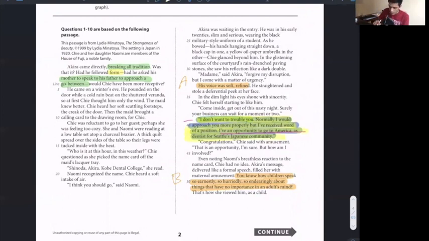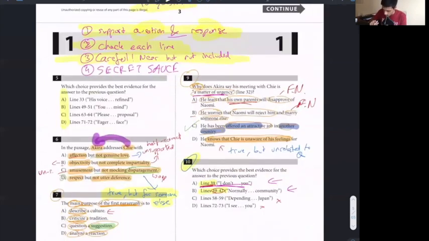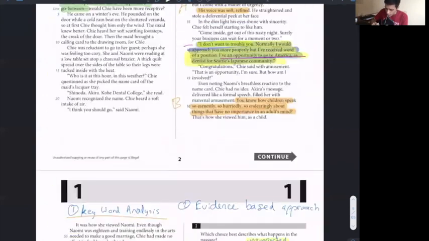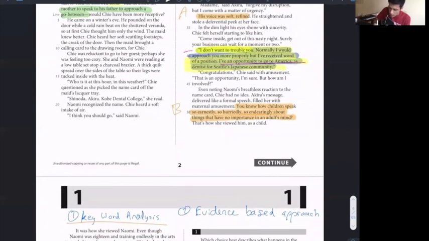For that question, what is it asking us? Why does Akira say it's a matter of urgency? That's what they're asking us. Then only line 39, "I don't want to trouble you," does not have the answer to why it's urgent. The answer is actually here: "I've got an opportunity to go to America." That's where the answer is.